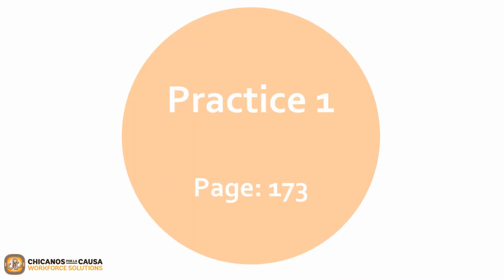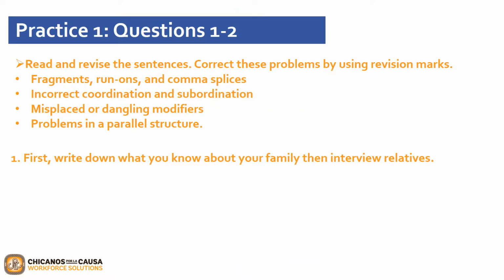Now that we've finished our first lesson, let's move on to practice 1 found on page 173. Before you start on practice 1, I would advise that you have a pen or pencil and sheet of paper next to you so you can answer the following two questions. Our first question states, first write down what you know about your family, then interview relatives. How would you revise this sentence using revision marks?